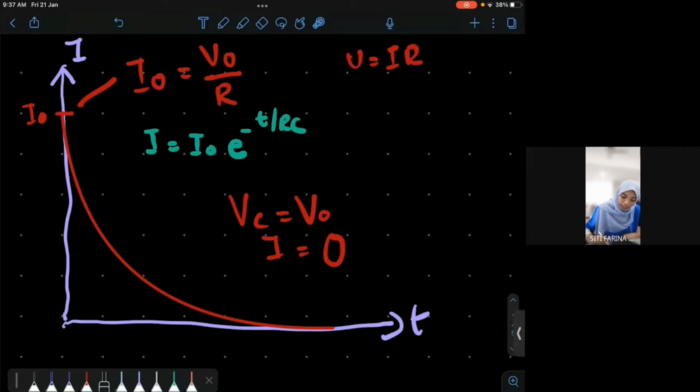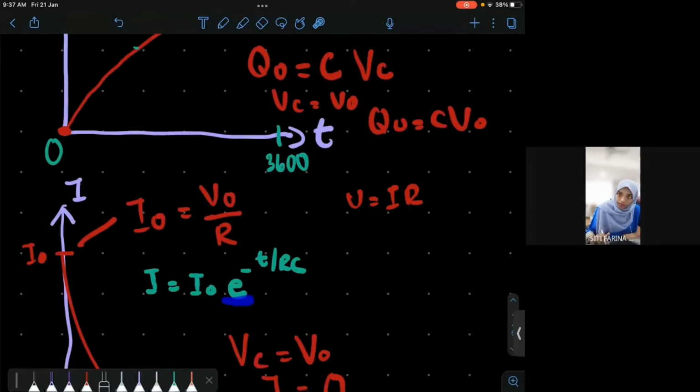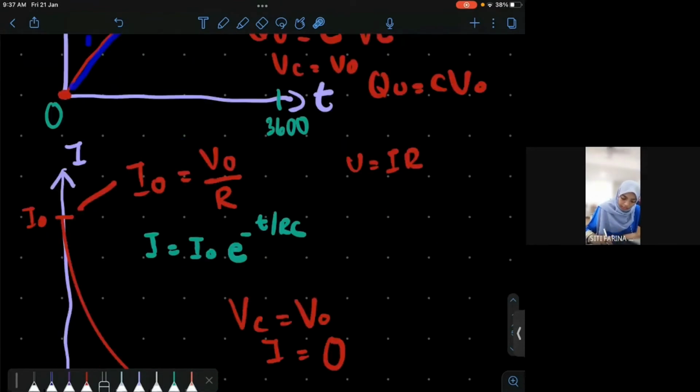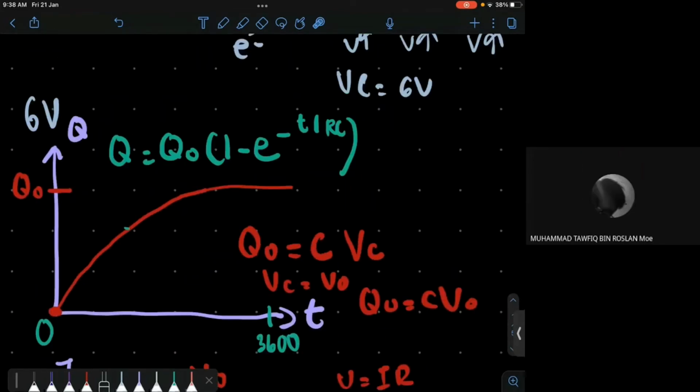Okay, lebih kurang sama saja. Cuma dekat sini, 1 minus, dekat sini adalah terus exponent. Okay, ini sebab kamu tengah increase exponentially, ini dia tengah decrease exponentially. Are we good? Yes, miss. Okay.